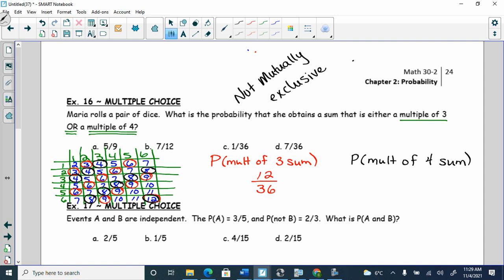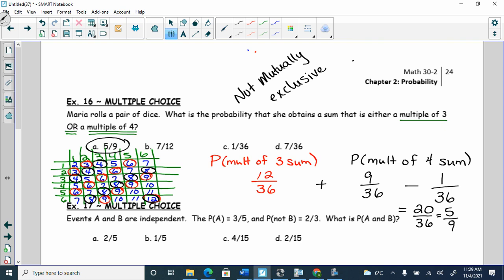What's the probability of a multiple of 4, sorry? 1, 2, 3, 4, 5, 6, 7, 8, and 9. So I add those, but what do I have to make sure I do? Subtract off the overlap. How many overlapped? 1. So it's actually going to be 20 out of 36, which reduces to 5 out of 9. Make sense?